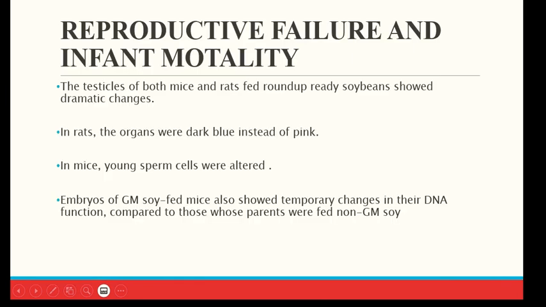Reproductive failure and infant mortality. The testicles of both mice and rats fed Roundup Ready soybean showed dramatic changes. In rats, the organs were dark blue instead of pink. In mice, young sperm cells were altered. Embryos of GM soy fed mice also showed temporary changes in their DNA function compared to those whose parents were fed non-GM soy. So these unnatural things are creating disruption.